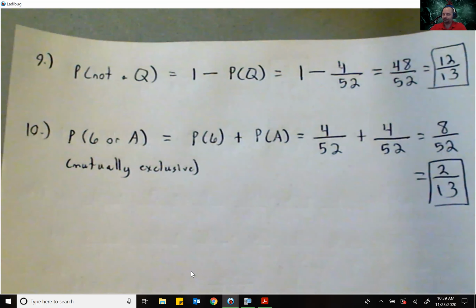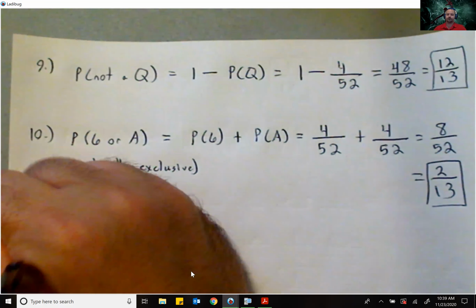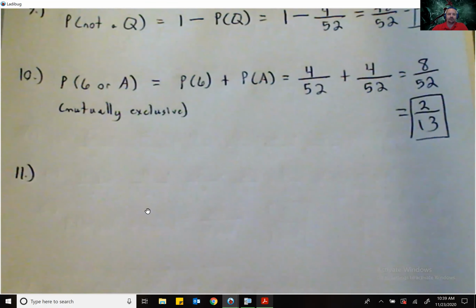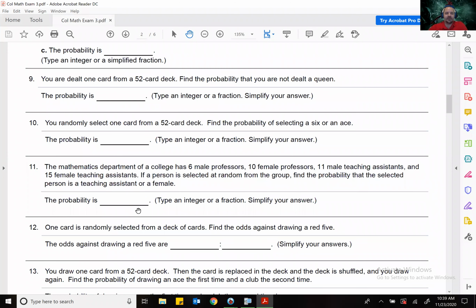Number 11. The mathematics department of a college has 6 male professors, 10 female professors, 11 male teaching assistants, and 15 female teaching assistants. If a person is selected at random from the group, find the probability that the selected person is a teaching assistant or female. So again, another or. So a TA or a female.